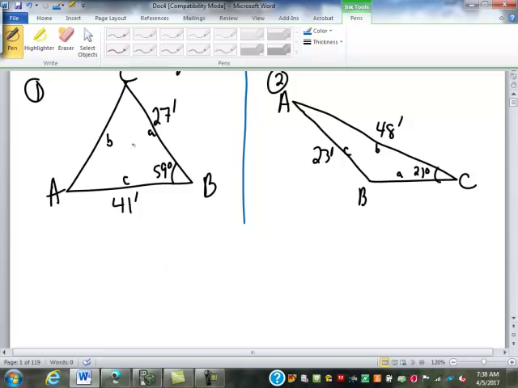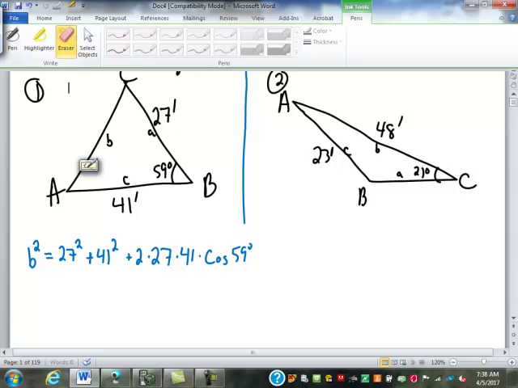So the law of cosines, I'm going to be finding B over here, because that's the side that's opposite my angle. So it's going to be B squared equals 27 squared plus 41 squared plus 2 times 27 times 41 times the cosine of 59 degrees. That should be minus 2. You're good. You are correct.